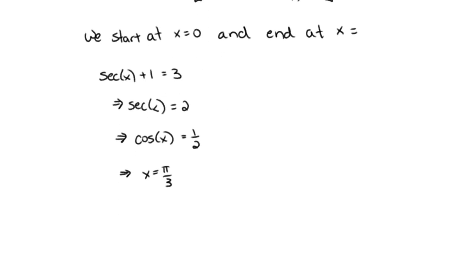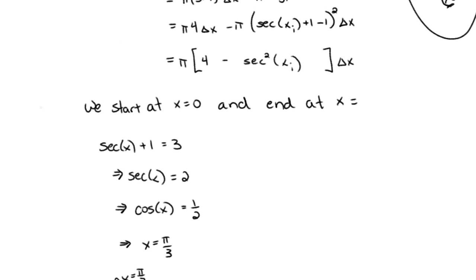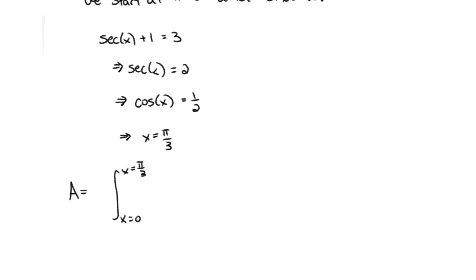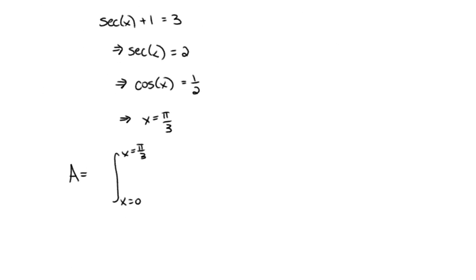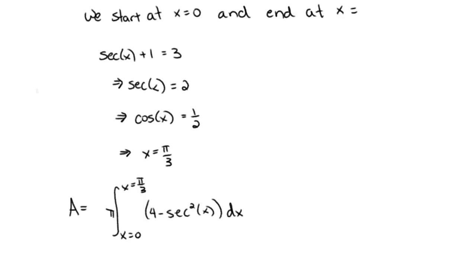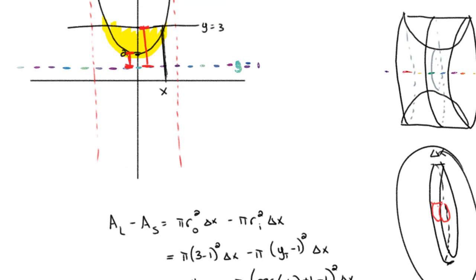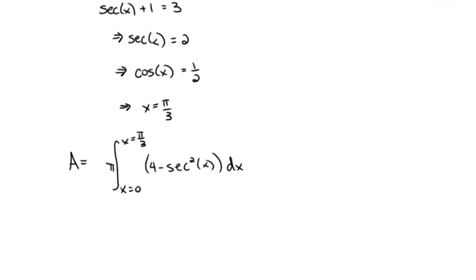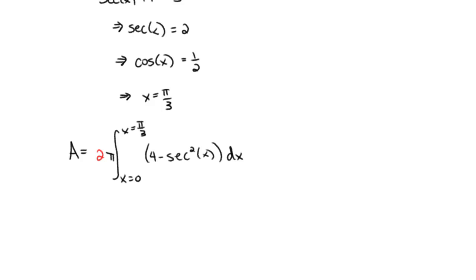So we're going to integrate. The total volume will equal the integral from x equals 0 to x equals pi over 3 of the area of our slice, which is pi times 4 minus secant squared dx. Now, I left a little space there because we're integrating here from 0 to that point right there. I need to double that up to get the volume. So I'm going to take 2 of those.